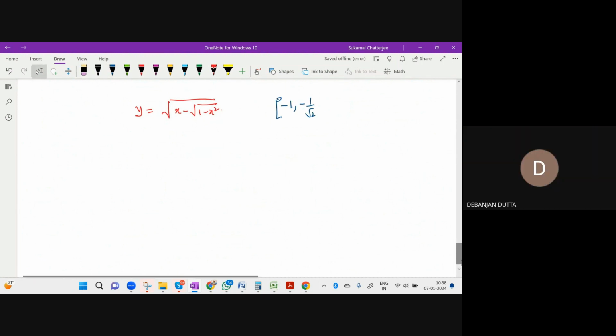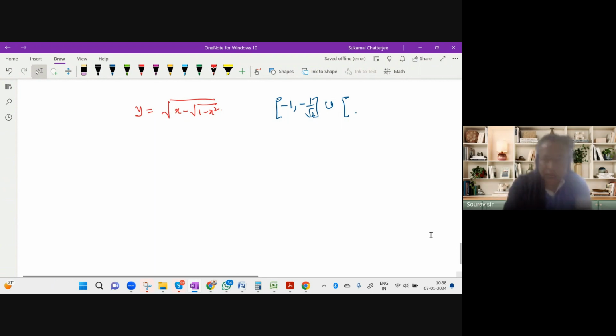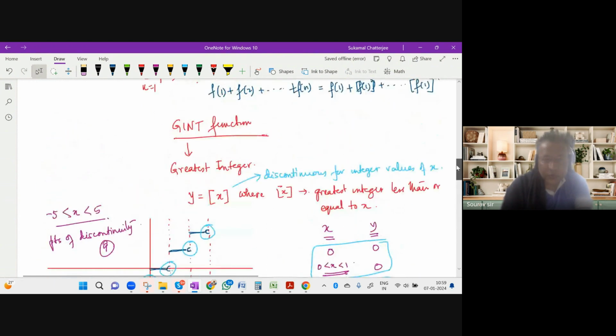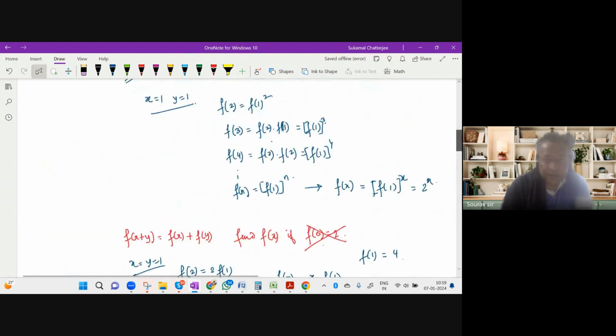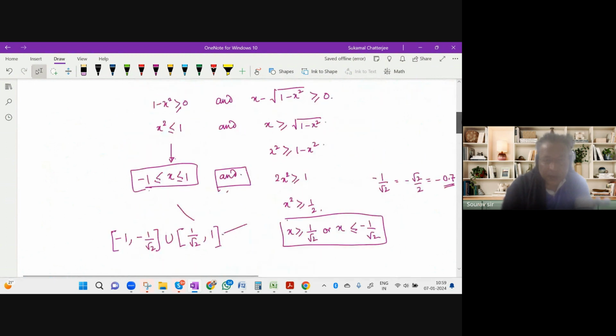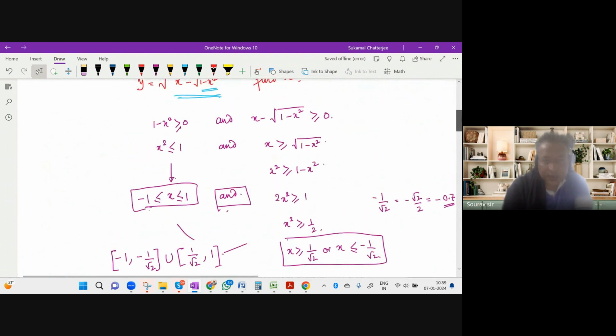Sir, will this include the domain minus 1? Because if it is minus 1, it becomes 1 minus 1, 0, and x becomes minus 1. Ah, you're right. It will not include. So one side will be open. Thank you, you are correct. So did I include this?